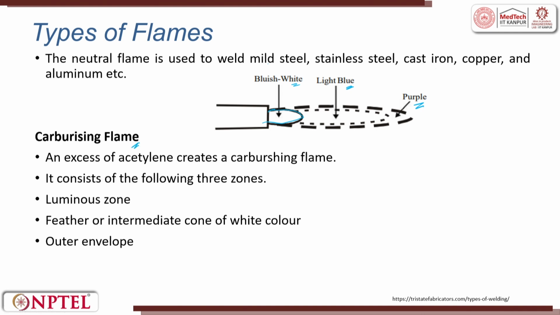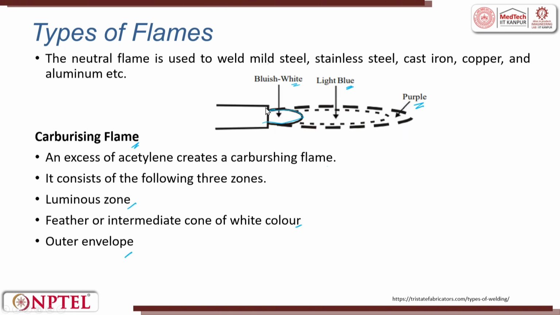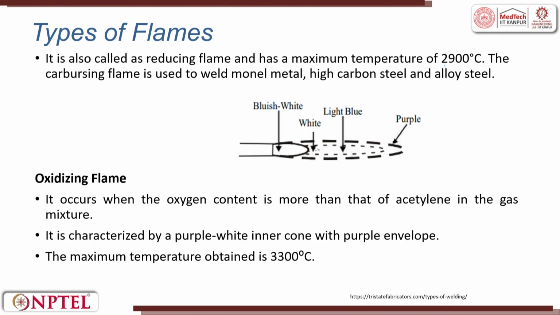When we talk about the carburizing flame, an excess of acetylene is created. It consists of three zones: luminescent zone, feather zone and the outer envelope. So, you have seen the outer envelope. So, you have three zones. Now basically what we do is we try to change these three zones such that you try to get the maximum temperature. It is also called a reducing flame. The carburizing flame is also called a reducing flame and has a maximum temperature somewhere close to 2900 degrees Celsius.